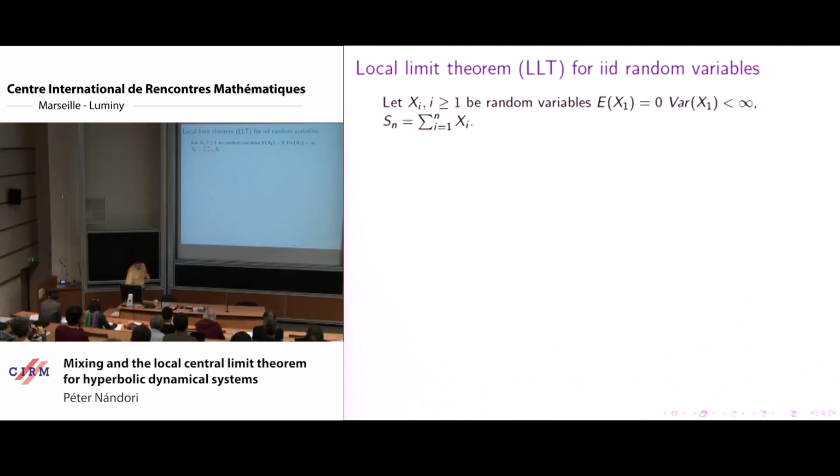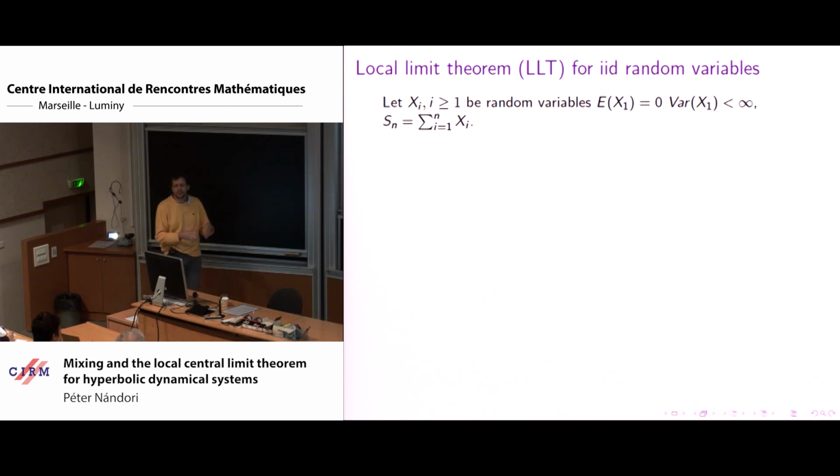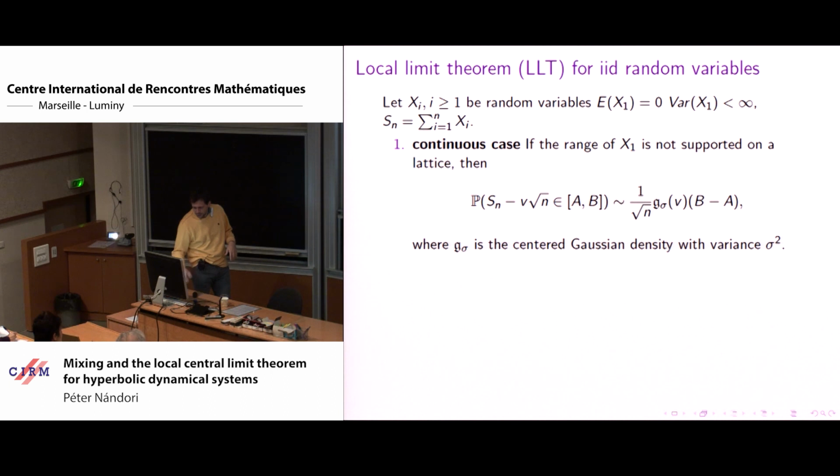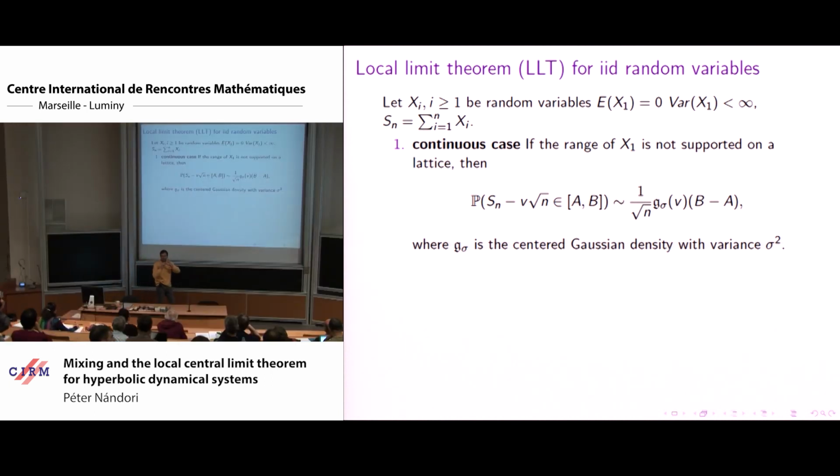I want to start with something very basic: the local limit theorem for IID random variables. You pick IID random variables with zero mean and finite variance, you take sums, and then you ask this question: what is the probability that you are in an interval of length bigger than 1 at a distance root n?